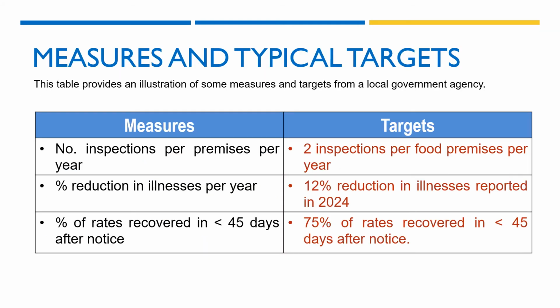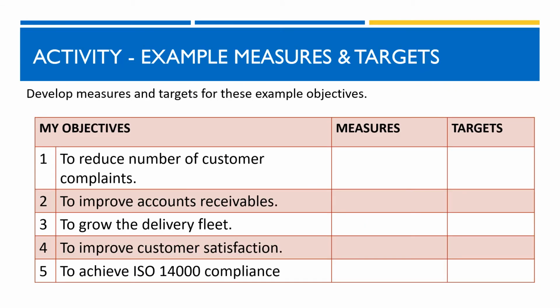This table provides an illustration of some measures and targets from a local government agency. The targets are all specific and measurable, and will ideally have been negotiated with the teams and individuals. Now, consider this task. How would you develop measures and targets for these example objectives? Check the next slide for some possible answers.